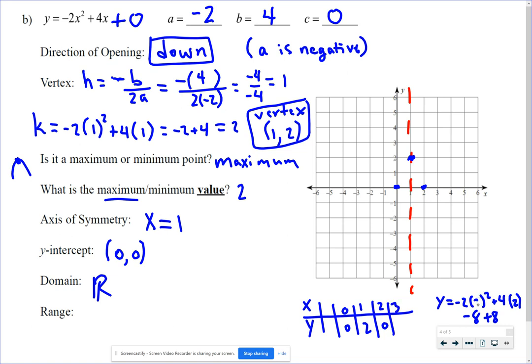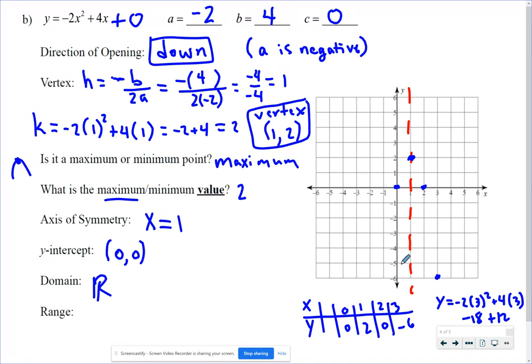So if x is 3, I can just do some replacing here. -2 times 9, because 3 squared is 9. That's going to be -18. Plus 12 is -6. Okay, so we had (3, -6). Oh, we're not going to do any more because the next one's going to be off the graph.